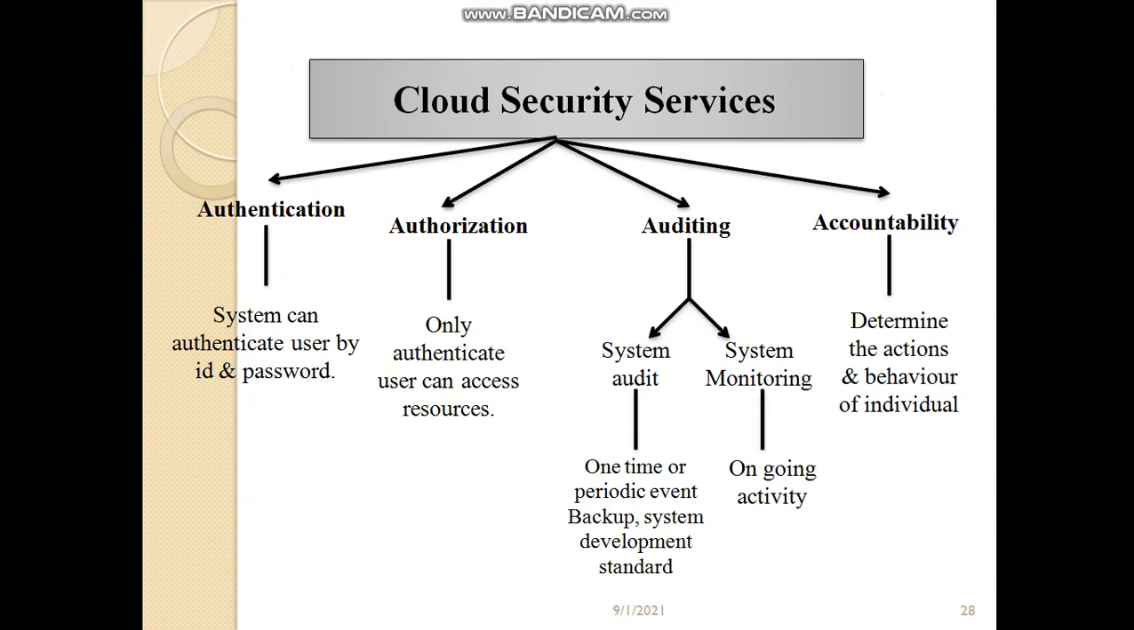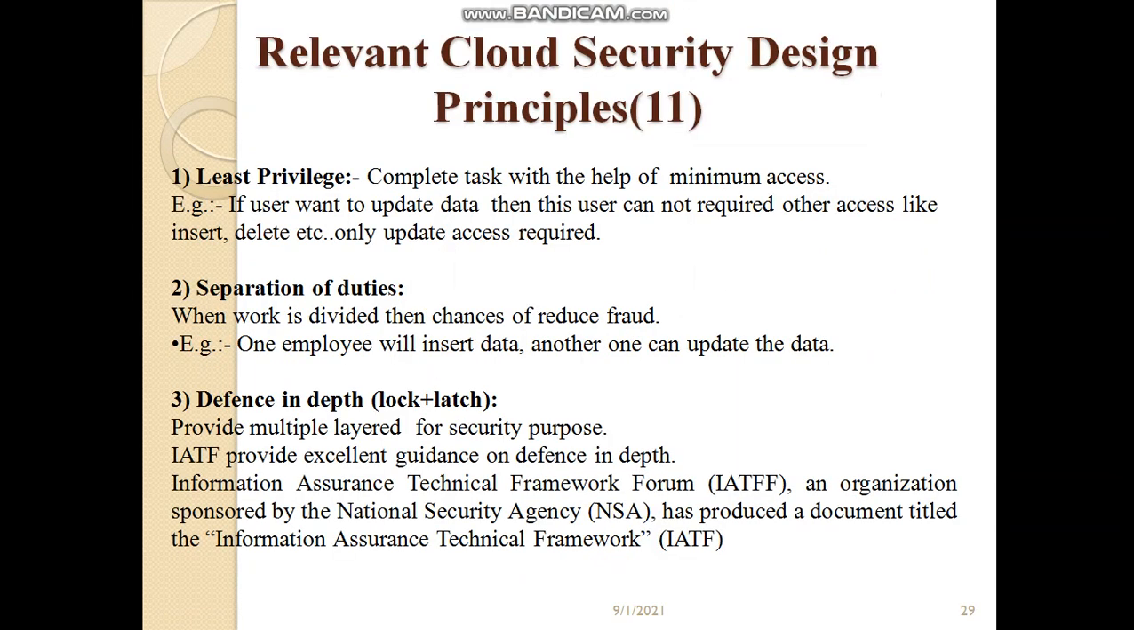The next is auditing. It has two parts, system audit and system monitoring. System audit is a one-time or periodic event, for example a backup of your system. System monitoring is an ongoing activity. Next is accountability. It determines the action and behavior of an individual person, whether their behavior is normal or they are misbehaving. This is called accountability.